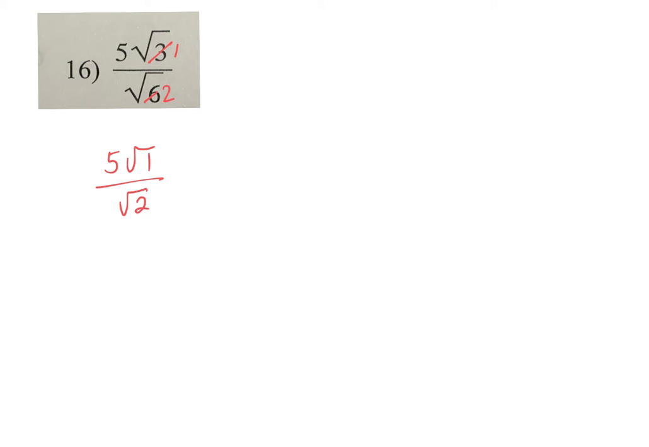Now, does anything have a perfect root? 1 has a perfect root. What is the root of 1? What times itself equals 1? 1. So on the top, this is just simplified to 5 times 1 over the square root of 2, which is 5 over the square root of 2. So before we do anything, we can simplify that, okay?